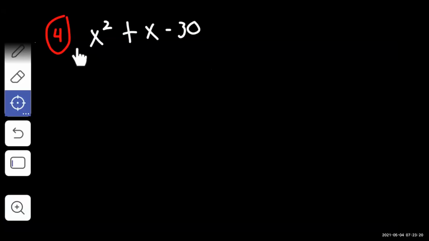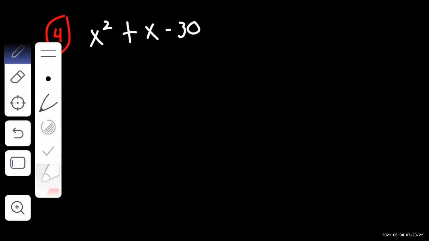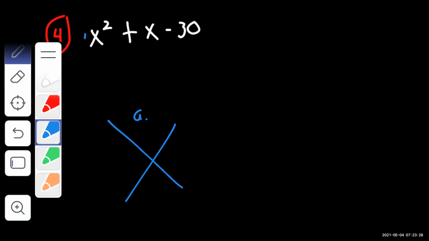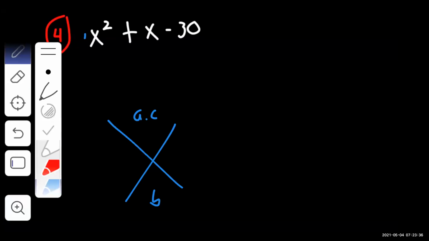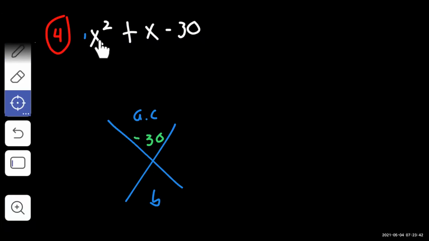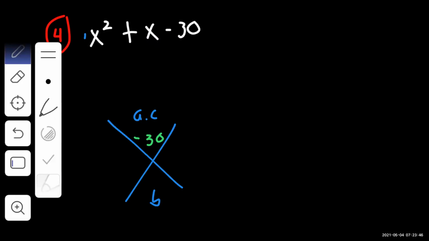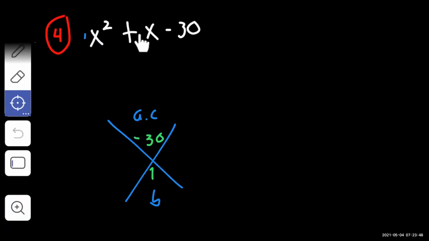Okay, let's have a look. x squared plus x minus 30. How do we solve this? The coefficient of x squared is 1, so we can use the big X method. a times c goes on top, and b goes at the bottom. a times c is 1 times negative 30, which is negative 30. And b, what number do we have here? 1, right? This is a 1.